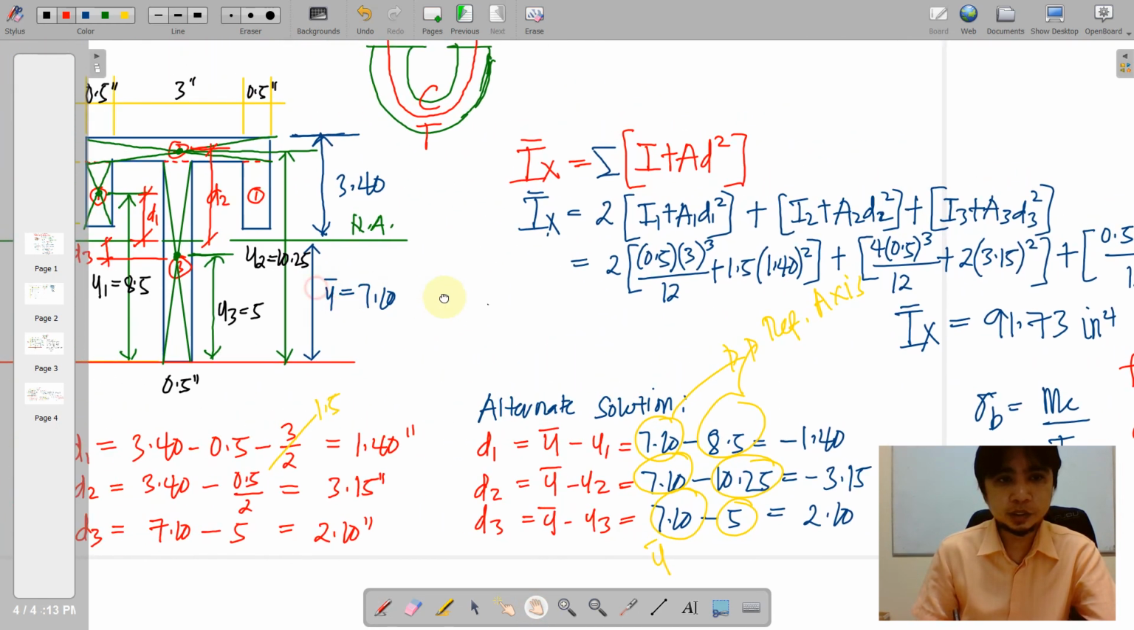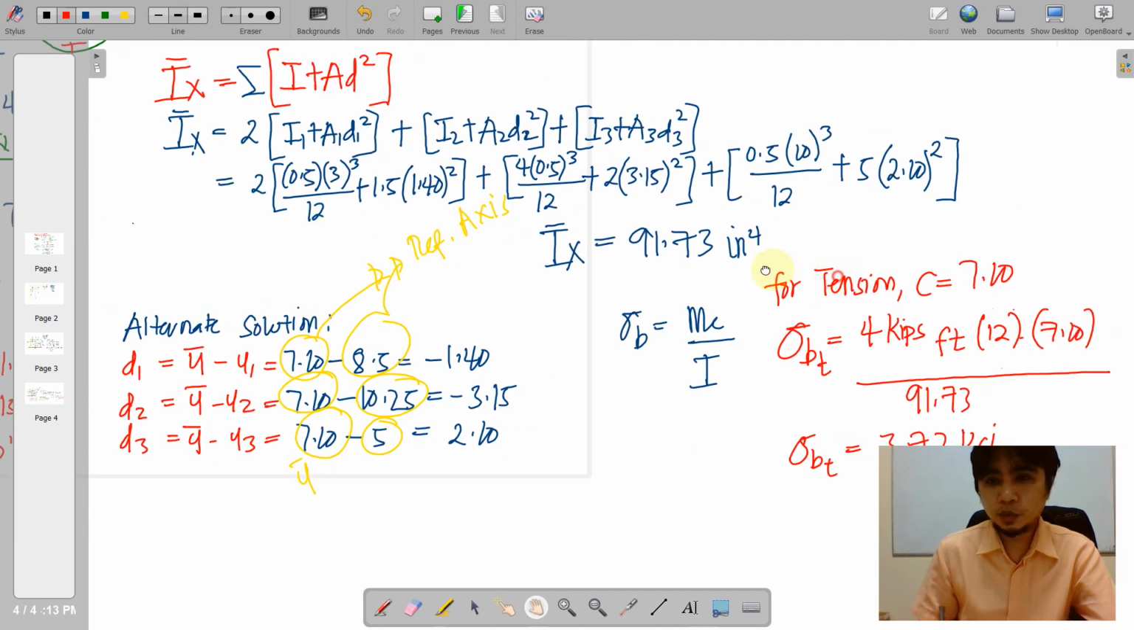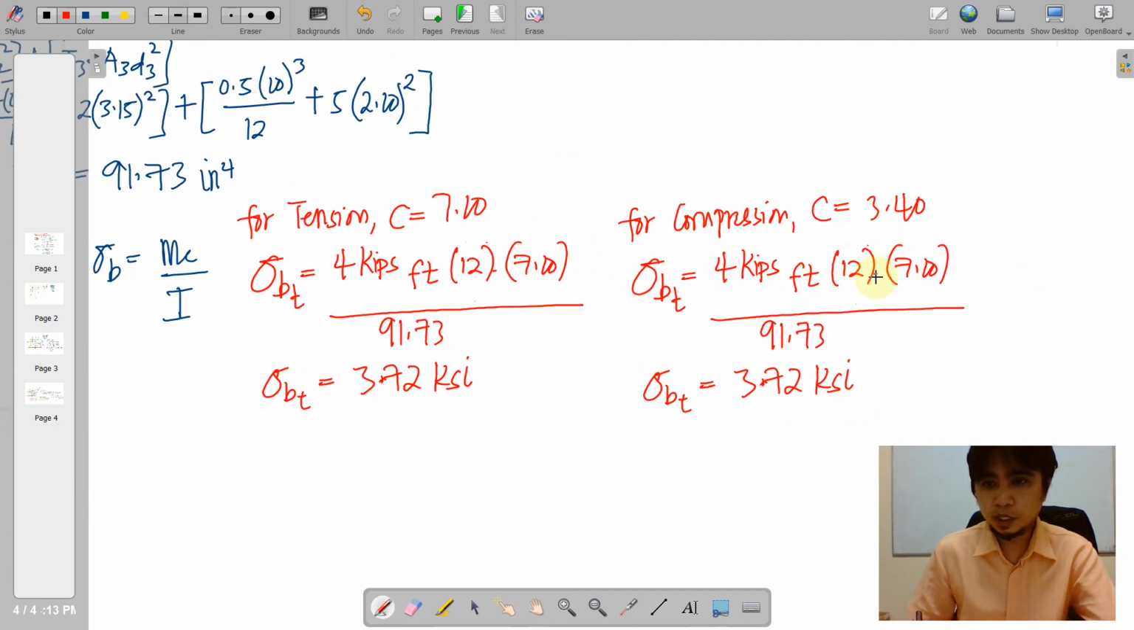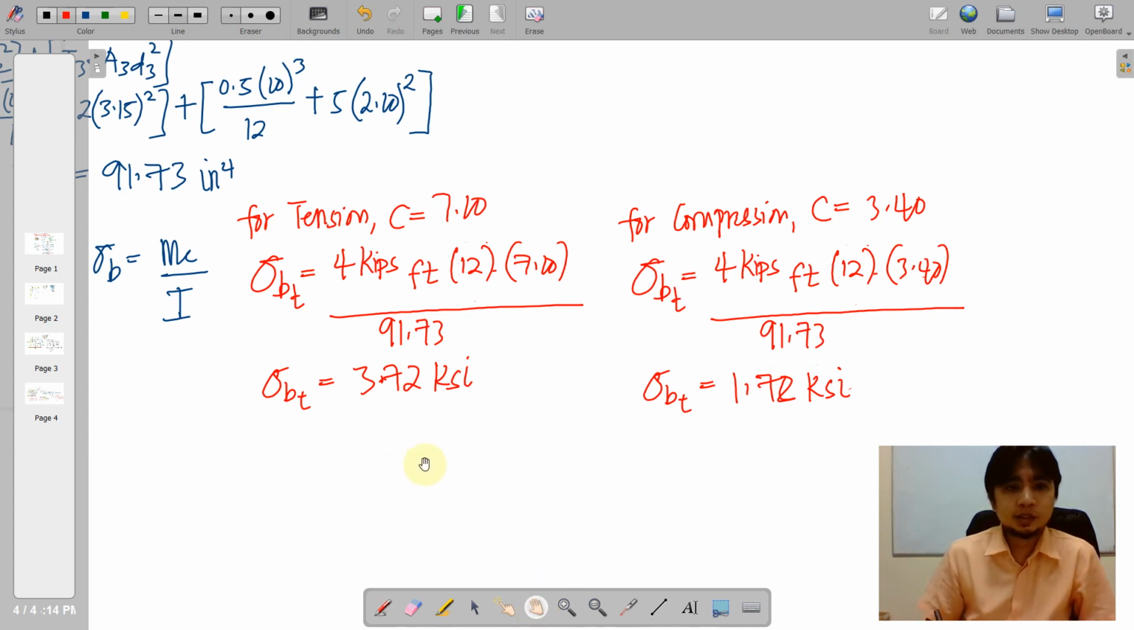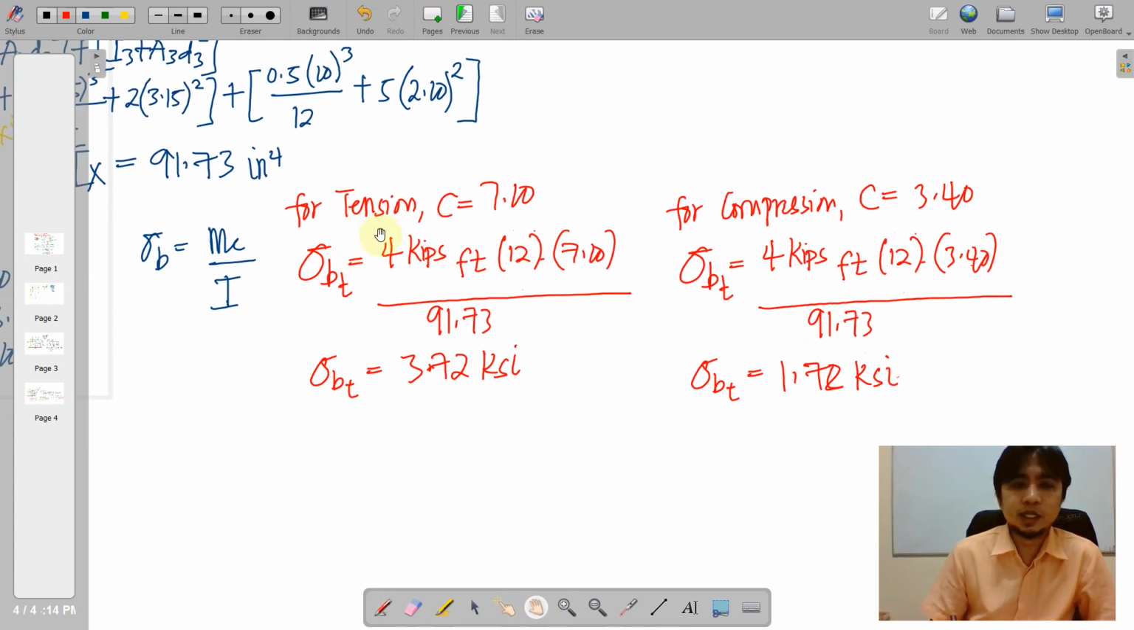And for your compression side, the value for C is 3.4. So place it there and replace this and this. If we compute that, we arrive at 1.78 ksi. So those are the bending stresses on the tension and compression zones.